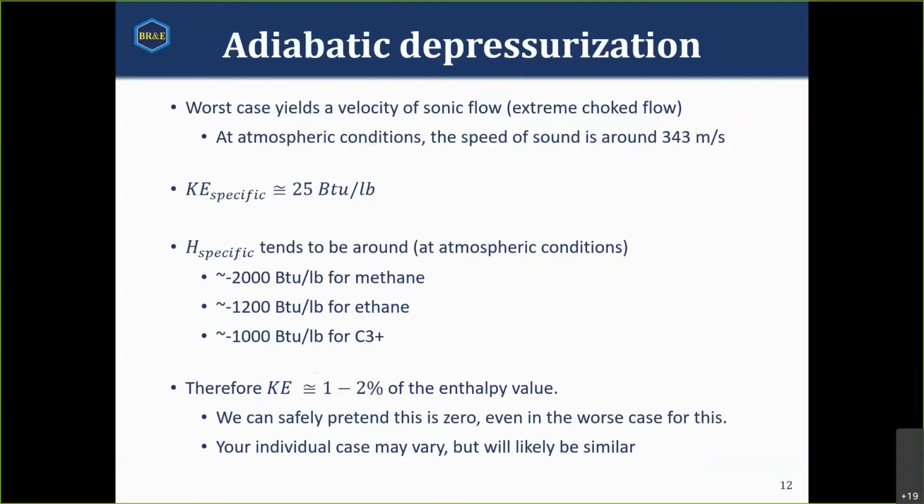So let's compare it to our enthalpy. For a hydrocarbon system, this could vary a lot based on your system. If you have methane, you have a specific enthalpy of about 2,000 BTUs per pound. For ethane, it's 1,200. And for heavier hydrocarbons, it tends to be about 1,000. Again, in atmospheric conditions, it varies quite a bit. But you'll notice in all these cases, the enthalpy is very large relative to my kinetic energy. As I say in this final point, our kinetic energy is generally about 1 to 2% of our enthalpy value. So for the purpose of this exercise, we'll pretend it's 0.